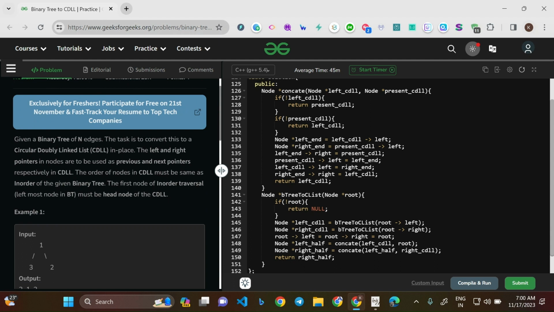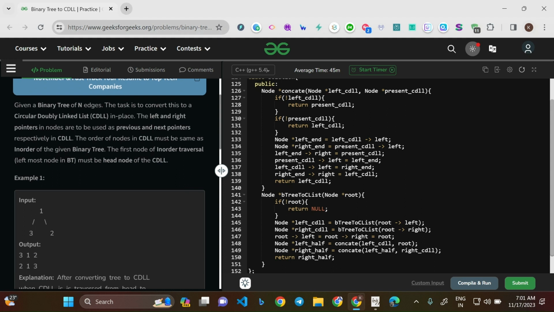Given a binary tree of n edges, the task is to convert this to a circular doubly linked list. If you're not sure about this, please go to Google and search about circular doubly linked list. You'll find a lot of articles, even on GeeksforGeeks. Just go through them, you'll get a better understanding for sure. The left and right pointers in nodes are to be used as previous and next pointers respectively in the CDLL. I'm again stressing this fact: make sure you go through the CDLL before you start solving this question, because if you're not sure about CDLL, it's pretty hard to solve this question, since you need to understand those concepts.